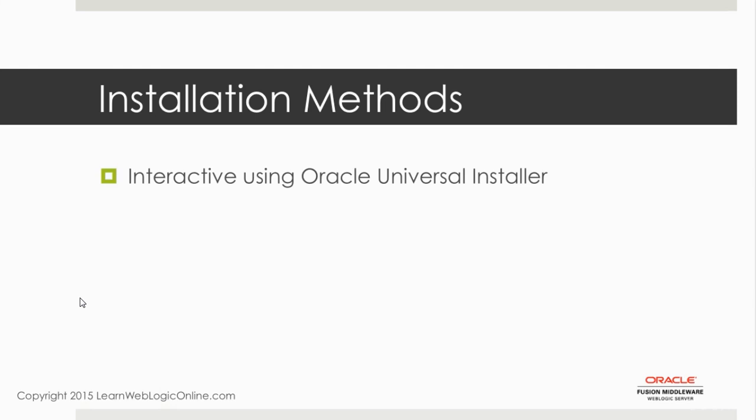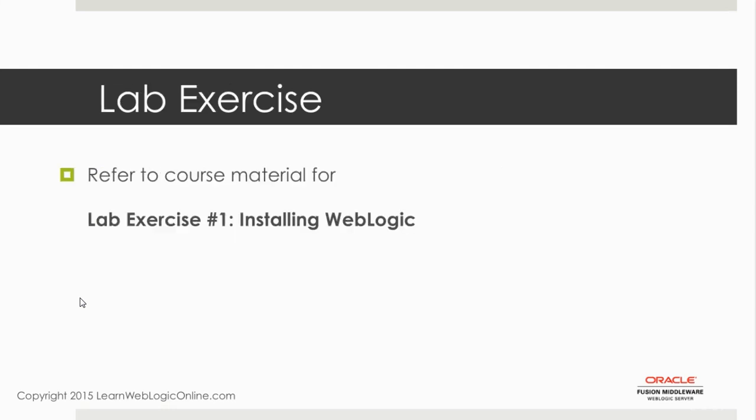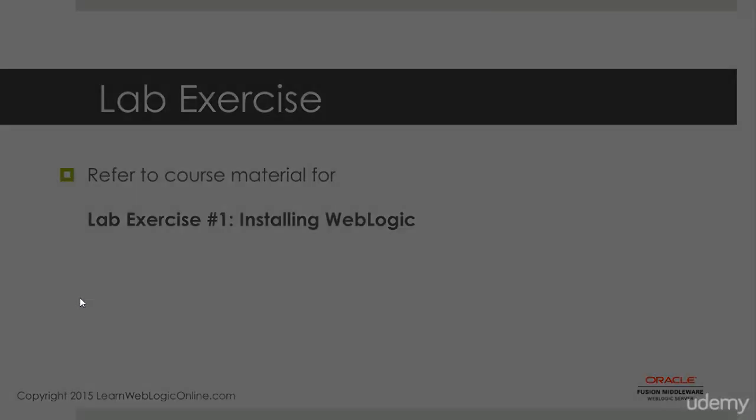There's also another method, which is the silent method. You could install WebLogic silently using a response file. And a response file is simply a property file that defines properties for installing WebLogic. And that we will generate using OUI. And that's really it. So let's go ahead and switch over to the lab guide and work on lab exercise number 1, installing WebLogic.